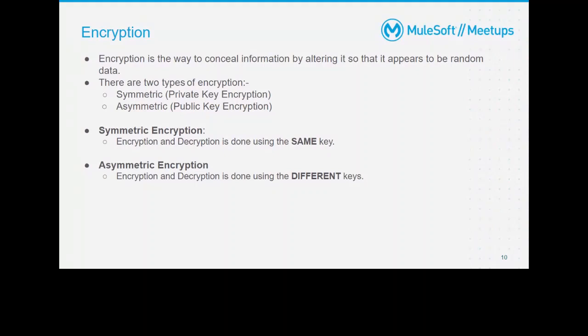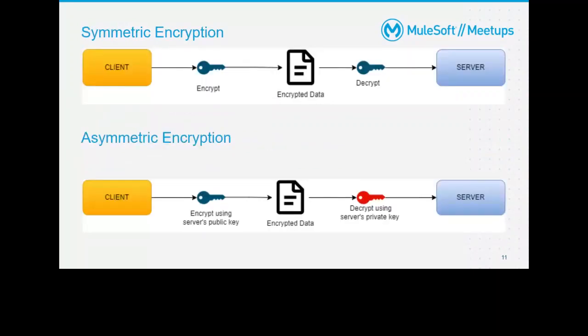We'll see in the further slides what those mean. So, what happens in symmetric encryption? The process of encryption and decryption is done with the help of the same key, whereas in asymmetric encryption, the process of encryption and decryption is done using different keys.